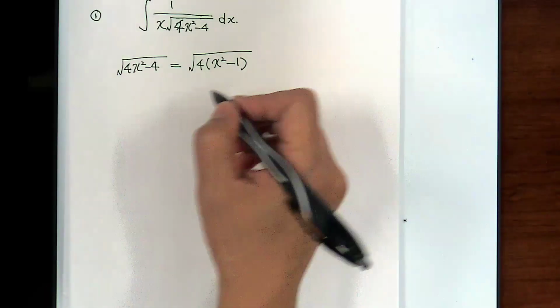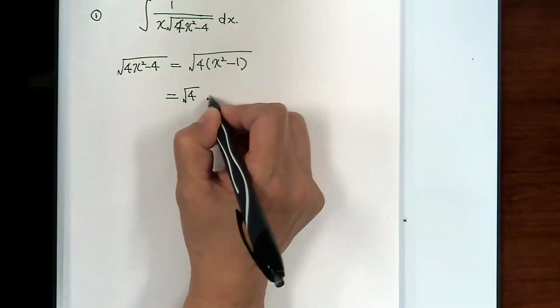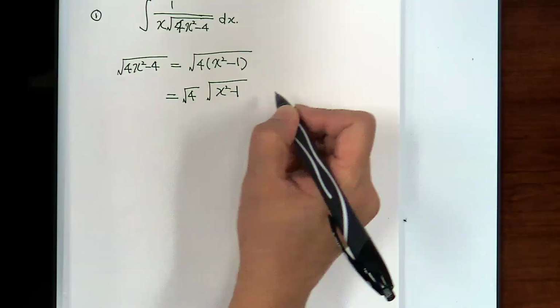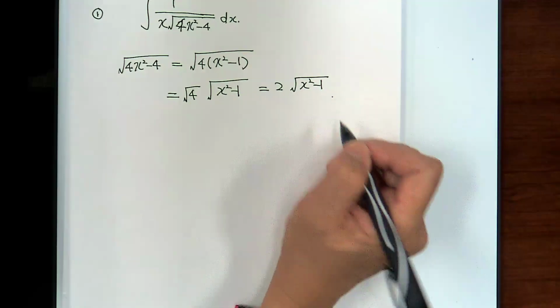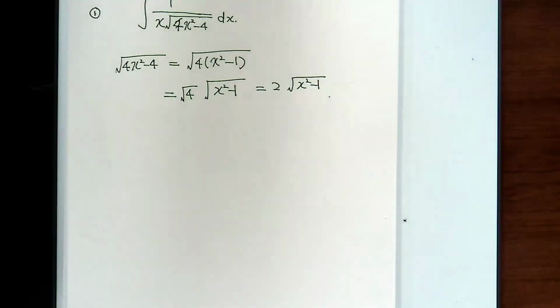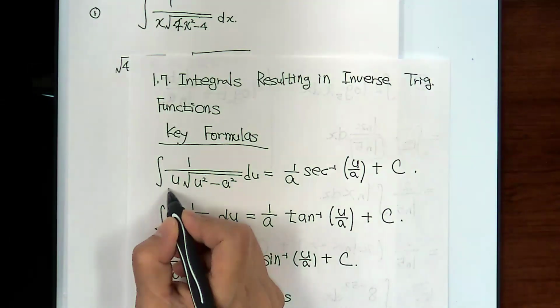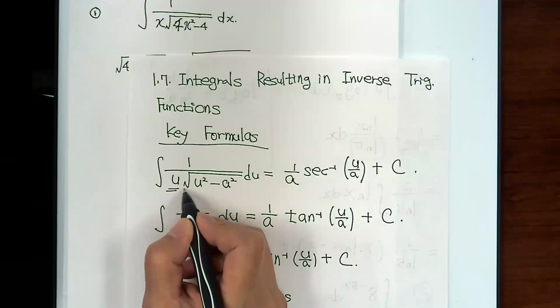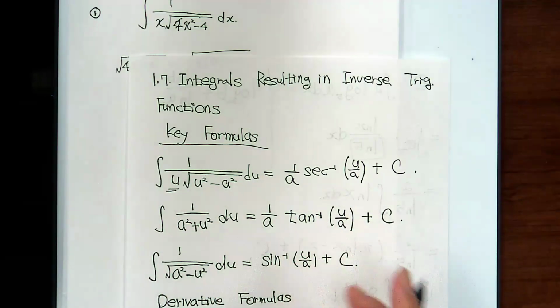And then what is that? That is square root of 4 times square root of x squared minus 1, which is 2 times square root of x squared minus 1. And what you know from the key formula, if the variable is multiplied to the square root sign, then that's related to secant, right?